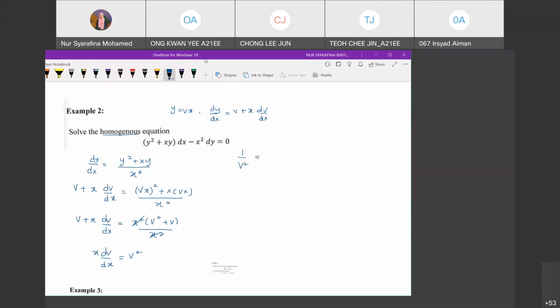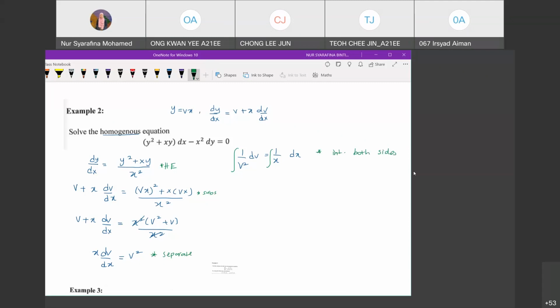dv over v squared equals 1 over x dx. Then just integrate. So now this is the homogeneous equation. Okay. Apply the substitution. And then here you have to separate the function. And here integrate both sides.